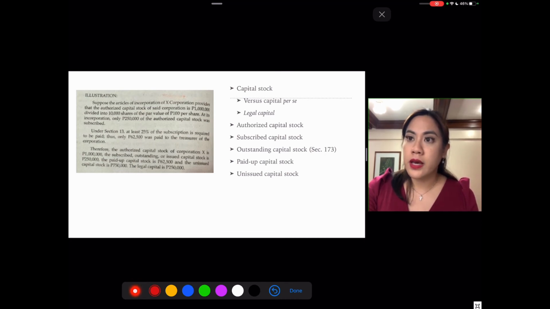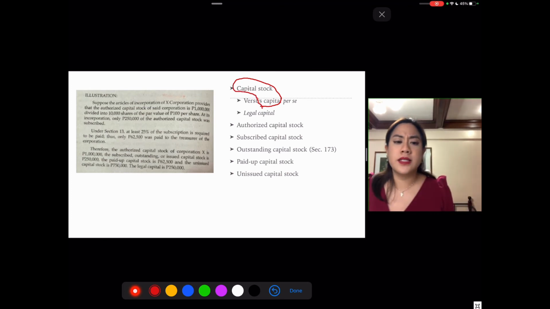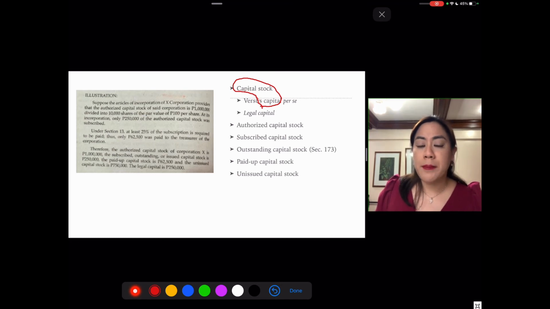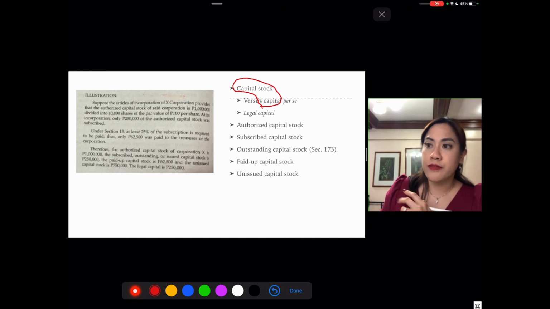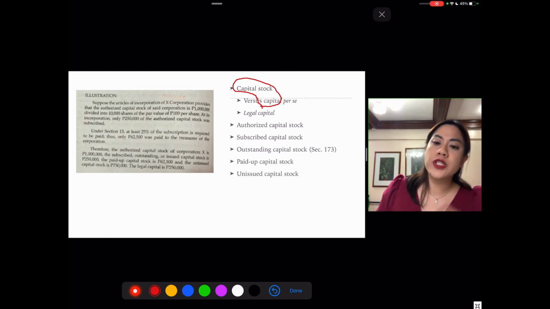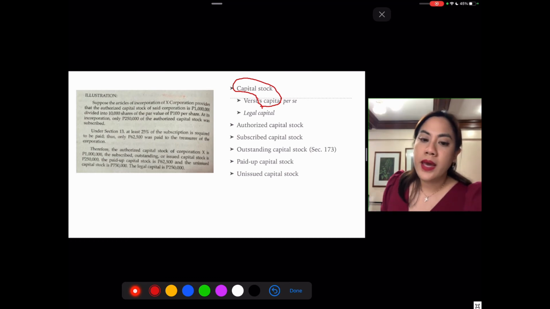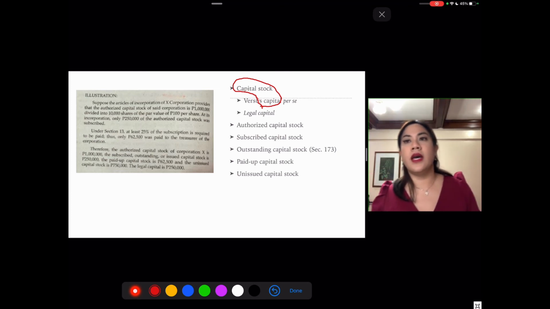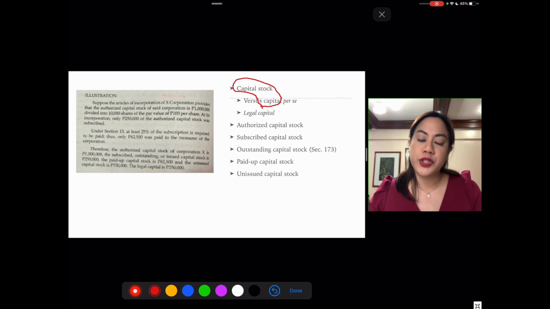Before I move on to the next set of terms, I just want to emphasize the difference between capital and capital stock. Capital is actual corporate property, whereas capital stock is an amount, so it's abstract. You cannot physically see it. Capital fluctuates according to profit and loss or appreciation or depreciation of corporate assets, whereas capital stock is always fixed in the articles of incorporation. Capital belongs to the corporation, whereas capital stock belongs to the stockholders only when it is issued. And capital is real or personal property, whereas capital stock is always personal property.